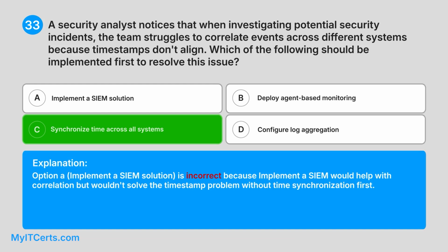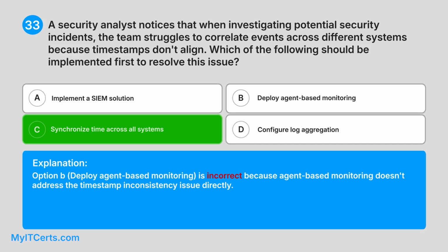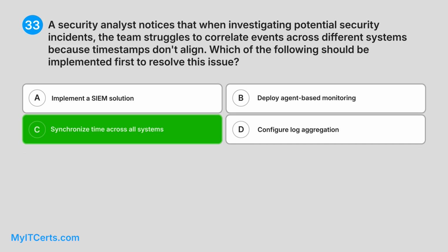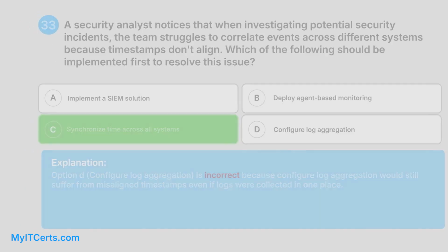Option A, implement a SIEM solution, is incorrect because a SIEM would help with correlation, but wouldn't solve the timestamp problem without time synchronization first. Option B, deploy agent-based monitoring, is incorrect because agent-based monitoring doesn't address the timestamp inconsistency issue directly. Option D, configure log aggregation, is incorrect because it would still suffer from misaligned timestamps, even if logs were collected in one place.